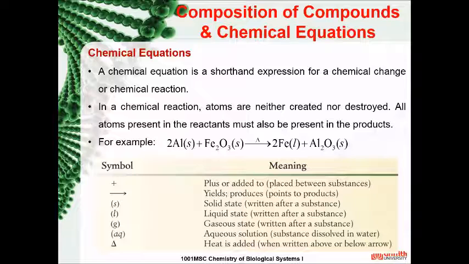For example, when you add aluminium to iron 3 oxide and heat the reaction, you get iron liquid and aluminium oxide solid. Because we need to heat the reaction, we include a small triangle over the arrow to indicate heat.